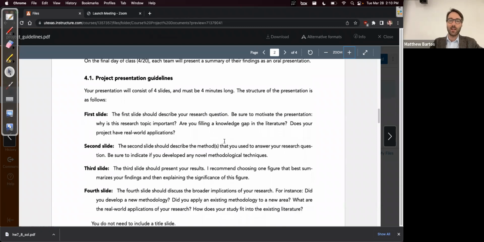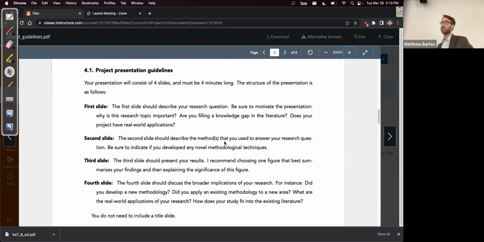So I do have pretty strict guidelines for the project presentations. Your presentation has to be 4 slides and must be 4 minutes long total. Now, note, I might adjust the timing slightly, because this class is a bit larger than my class from last semester. So I'll post a note if I think this is not going to be feasible. But for now, expect 4 slides and 4 minutes for your entire presentation, so about 1 minute per slide.